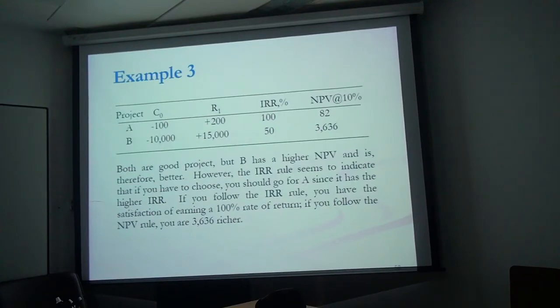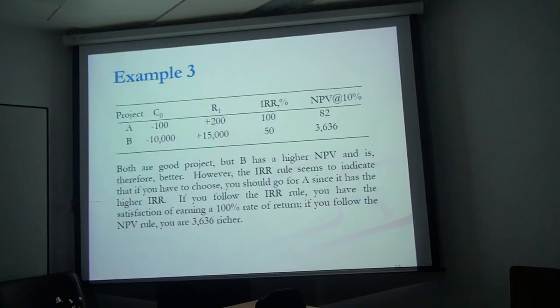Let's see example 3. We have two projects here, project A and B, and their initial costs are given at time 0, and revenues at the end of year 0, which is the start of the first year. So this is 215,000. IRR is calculated as 150, and net present value at 10% is 82,3636.